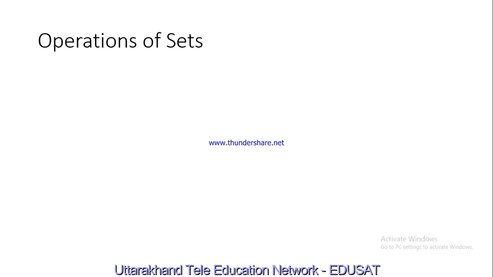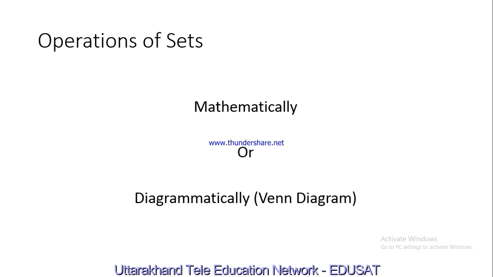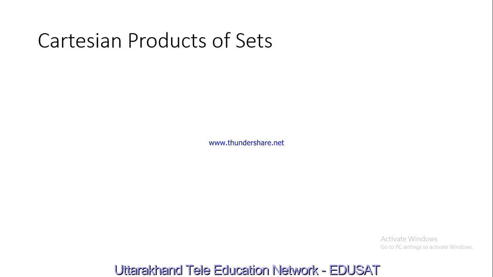So let us talk about the operations of sets, both mathematically and using the Venn diagram diagrammatically. So we'll be taking care of both the mathematical operations and how do we represent the same operations diagrammatically using the Venn diagram. So the first thing that we'll have to look at is the Cartesian products of sets. What is the Cartesian products of set? So it is basically the product of two non-empty sets.